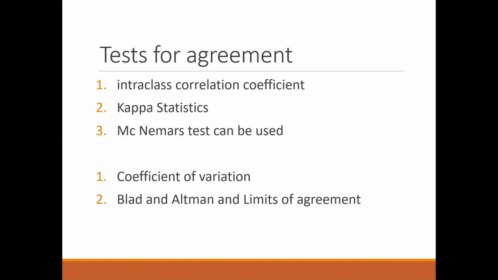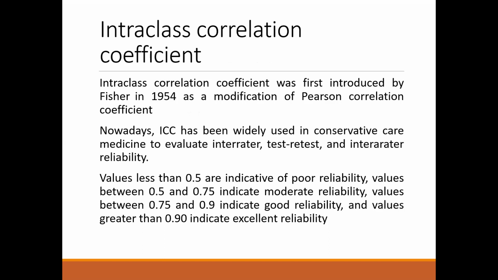One is the intra-class correlation coefficient, then there's the kappa statistic, then McNemar's test as I showed you, then the coefficient of variation, and Bland-Altman limits of agreement, which is commonly used. Intra-class correlation is not actually Pearson's correlation coefficient; there's a difference in how the values are calculated. It's a modification of Pearson's correlation coefficient, but the interpretation is similar. If it is more than 90, we can say the data is more reliable.